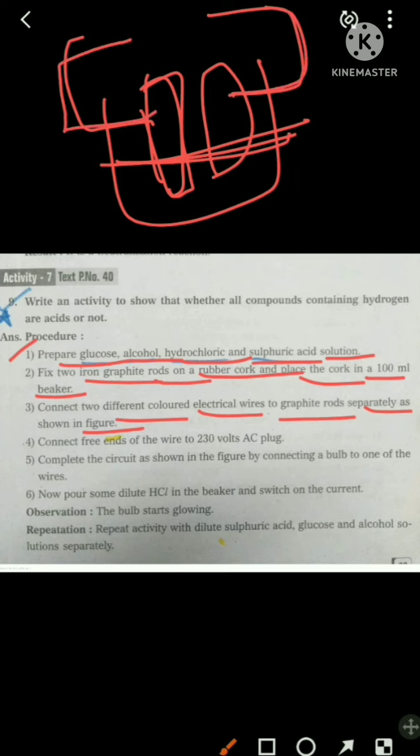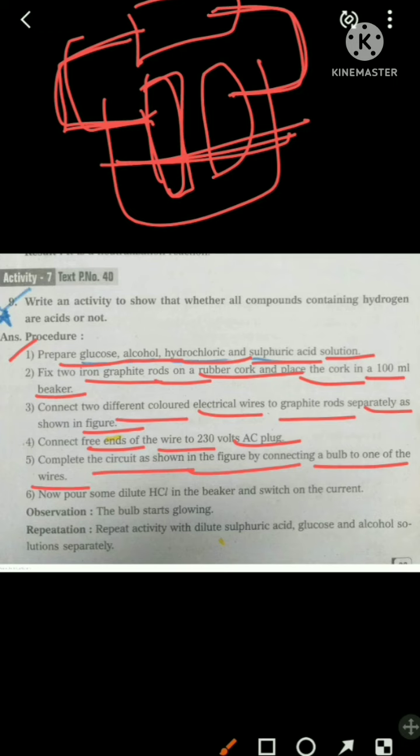And then we are going to connect the free ends of the wire to a 230 volt AC plug. Complete the circuit as shown in figure by connecting a bulb to one of the wires. Now pour some dilute HCl in the beaker and switch on the current. Observations: we observe that the bulb starts glowing. The repetition is we have to repeat the activity with dilute sulfuric acid, glucose and alcohol solutions separately.